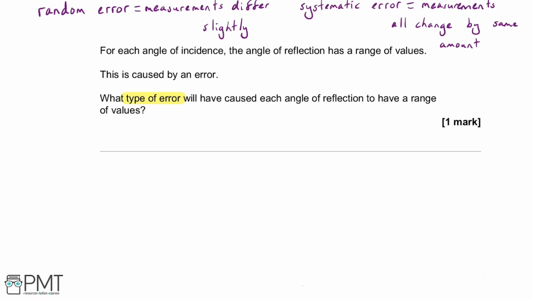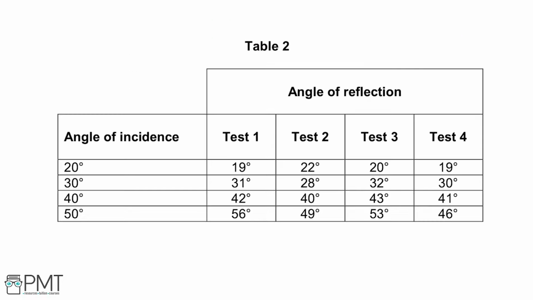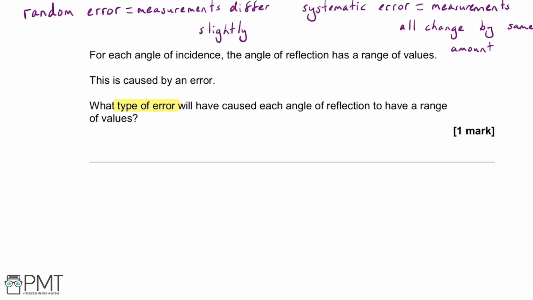If we take a look at those two different definitions and see which one we think this is. The angle of reflection has a range of values. So let's look back at this. And yes, it has a range of values. They're not all offset by the same amount. They just differ slightly. For that reason, we know that it must be a random error. And so that is our answer.